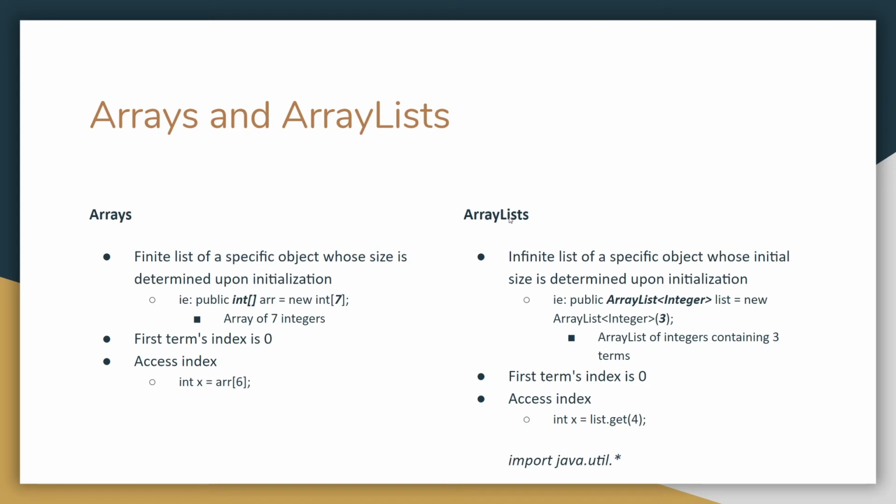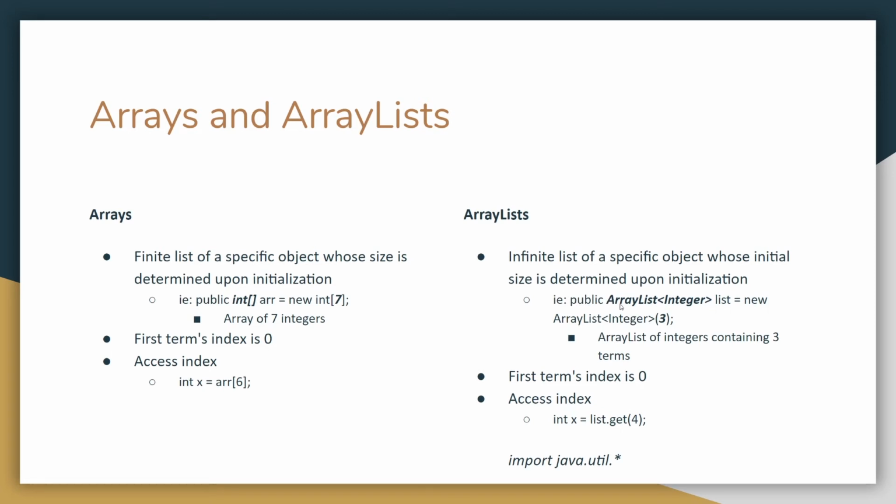Array lists work slightly differently. So array lists are an object in Java kind of built off of arrays, and they're an infinite list of a specific object whose initial size is determined upon initialization. So this is basically an object that takes a bunch of arrays and does various things with them to give you an end result of an infinite sized array. But it's a continuously growing array, I think is a more accurate way of describing it.